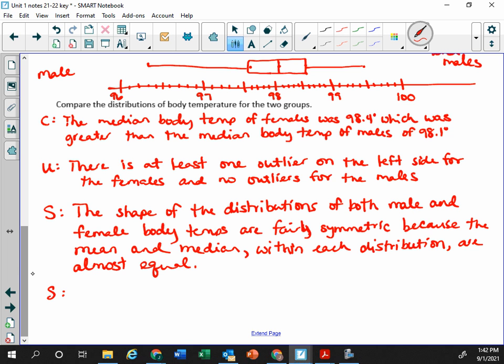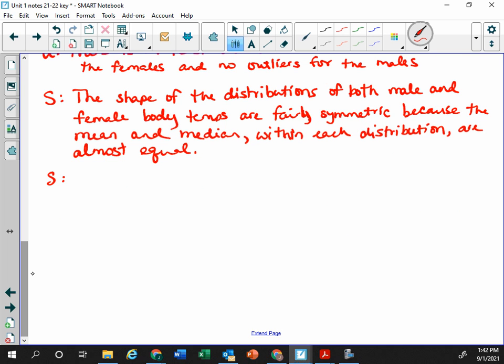All right, then we have the spread. So remember, you could talk about range here. You could talk about IQR. You could talk about standard deviation. I think it's easy to just talk range. Min and max are very simple to work with. So I'm just going to compare the two ranges. So I'm going to find the ranges and then compare them.